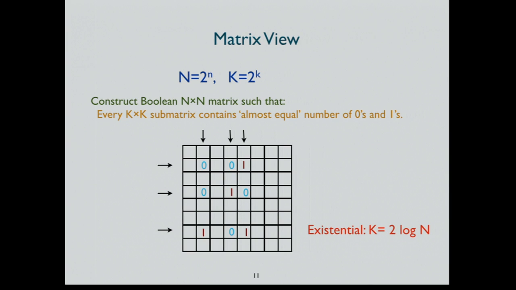Existentially, we can do this when k is just about 2 log n. Big K is about 2 log big N. So these are pretty small submatrices. But existentially is not what we want. Right? We want to be able to actually do that. We want an actual randomness extractor. So our goal will be to do this explicitly.